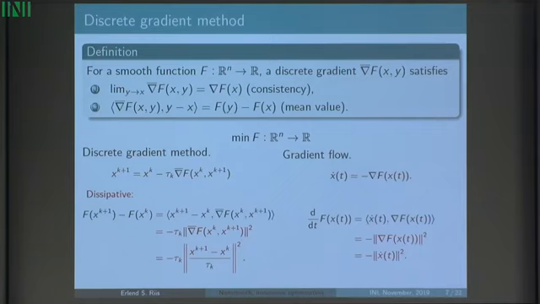Essentially this mean value property allows you to prove all the structure-preserving properties of the discretization methods. So if we look at regular gradient flows, they have a dissipative structure you can derive by applying the chain rule, and you can get the discrete analog of this dissipative structure just by applying the mean value property of discrete gradients when you've discretized gradient flow. So that's the starting point of the discrete gradient method.